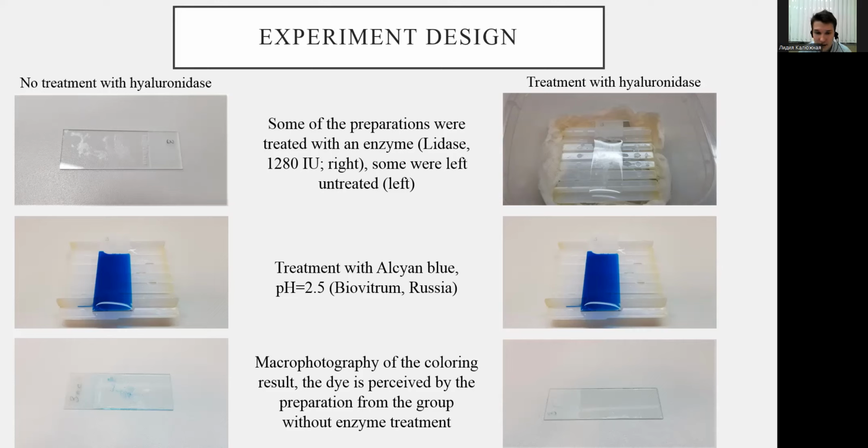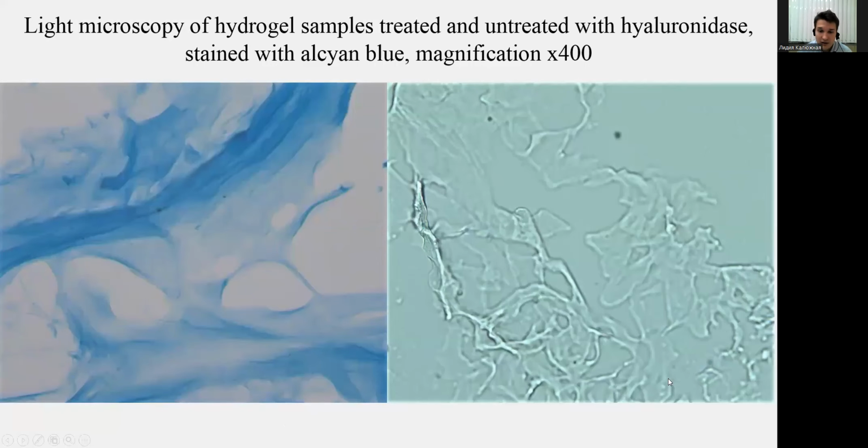Further, the preparations were stained with Alcian blue, pH 2.5. As is known, Alcian blue interacts with both carboxylic and sulfate radicals of acidic glycosaminoglycans at this pH. The difference in the color of the obtained preparations is visible with the naked eye. We can see staining in the case without enzyme treatment, but the preparations treated with hyaluronidase are not stained with the dye. Here are the results of light microscopy of the preparations. On the left, preparations without enzyme treatment, and on the right, preparations treated with hyaluronidase.